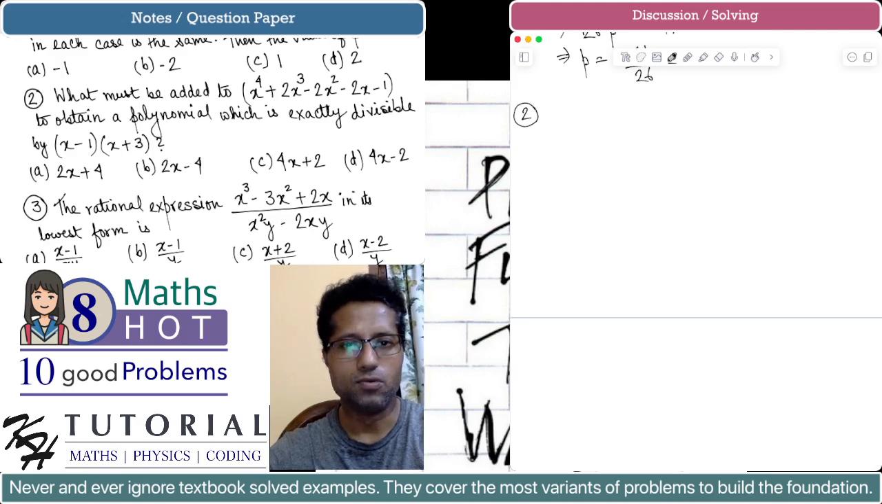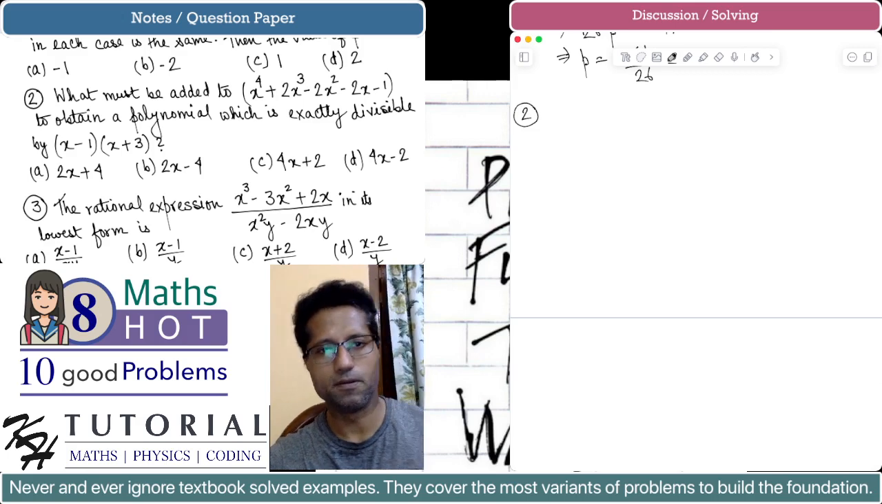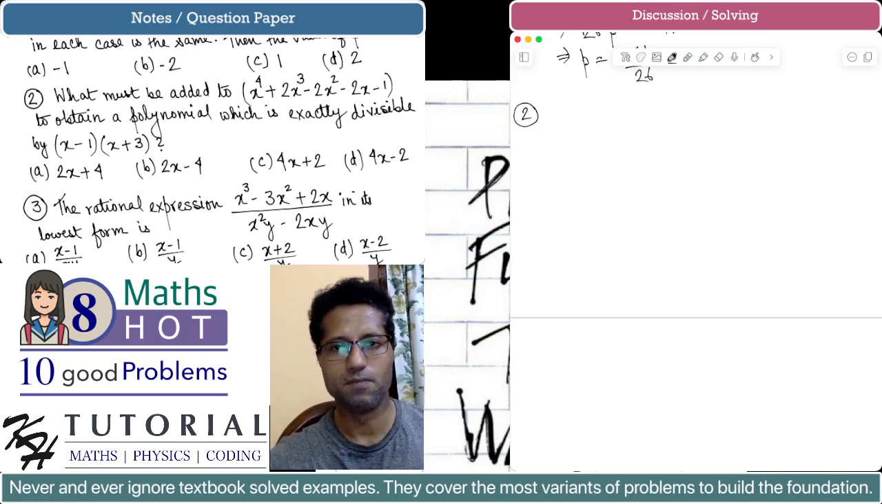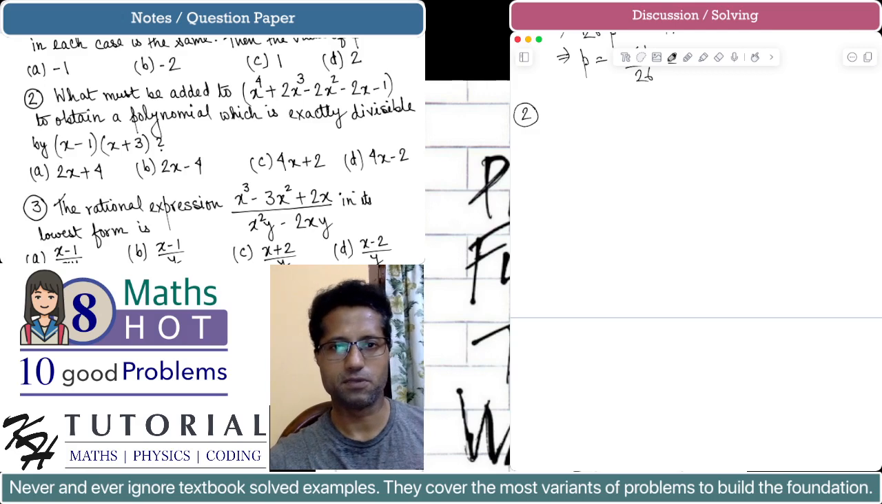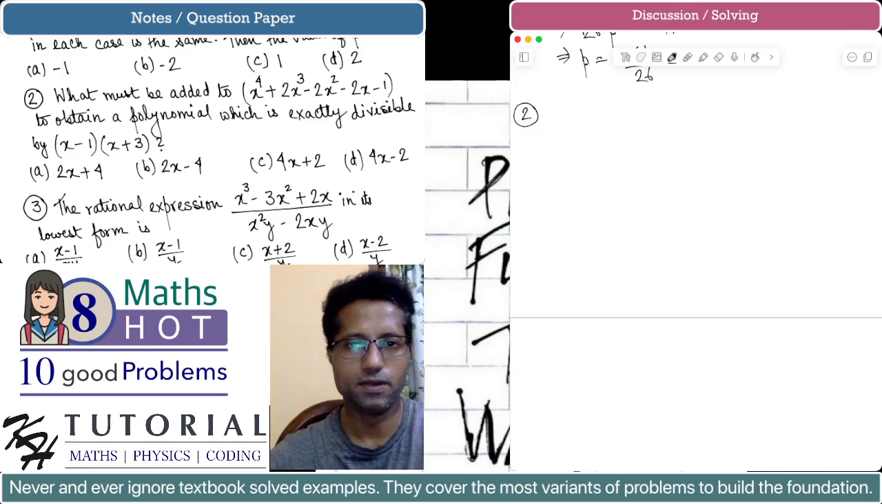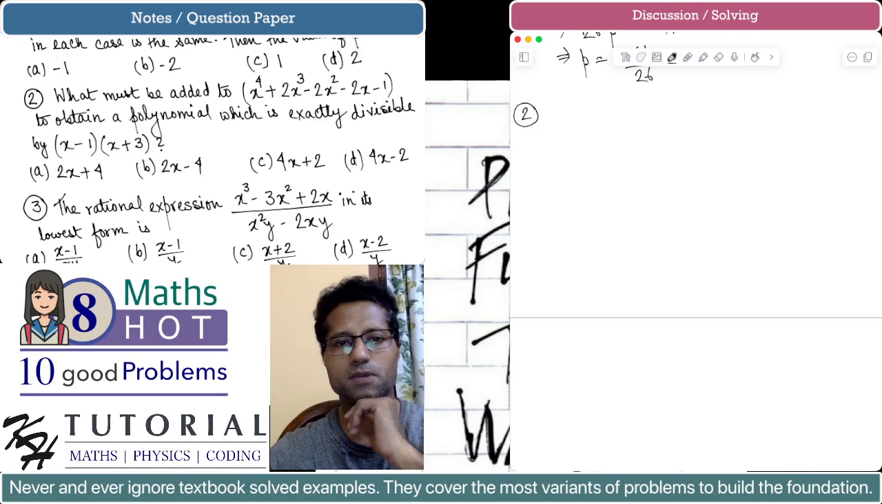What must be added to a polynomial is given. What must be added to this polynomial to obtain a polynomial which is exactly divisible by x minus 1 into x plus 3? So we are asked to find the algebraic expression which must be added to the given polynomial, which is of degree 4, so that after adding the expression the polynomial will be exactly divisible by x minus 1 and x plus 3.